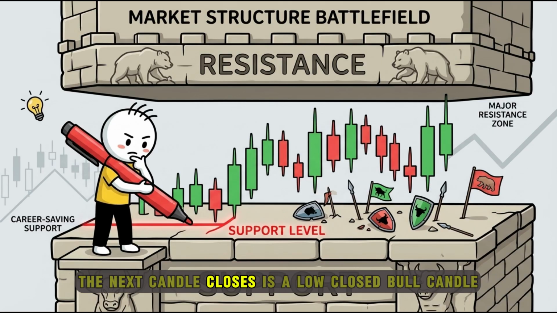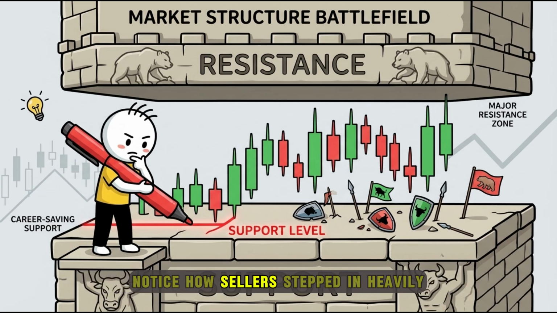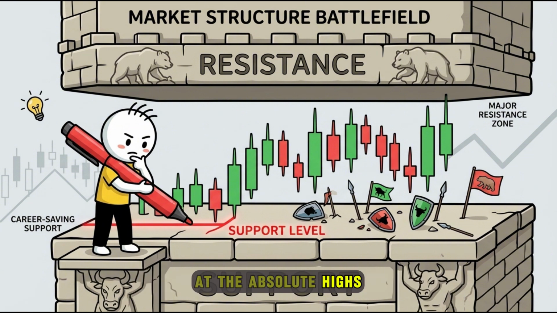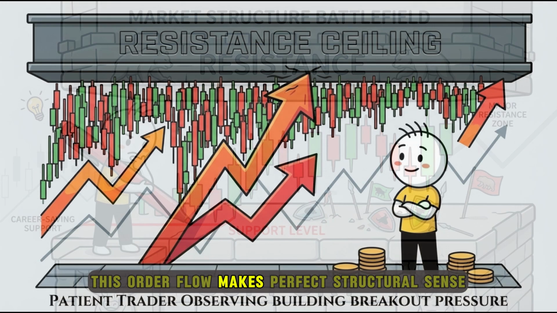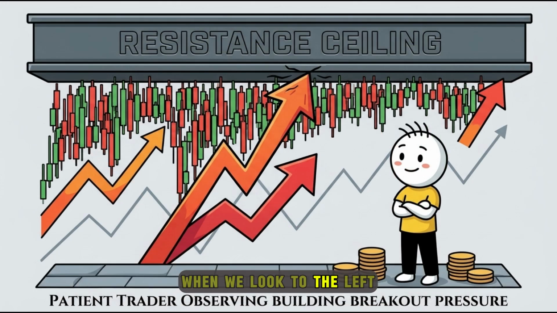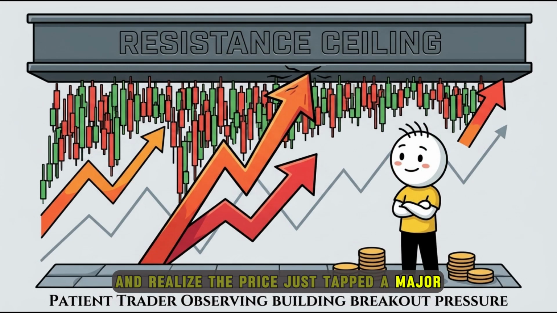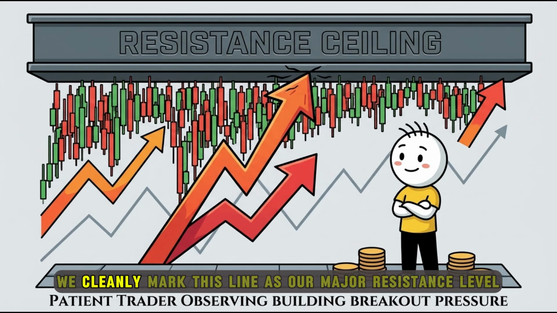The next candle closes as a low close bull candle. It's a green bar, but notice how sellers stepped in heavily at the absolute highs to smash the price back down to the lower third. This order flow makes perfect structural sense when we look to the left and realize the price just tapped a major historical ceiling. We cleanly mark this line as our major resistance level.